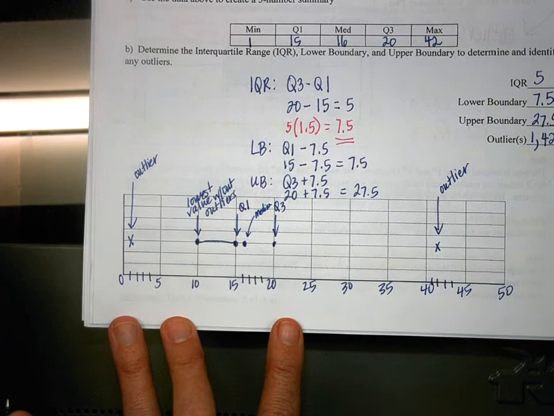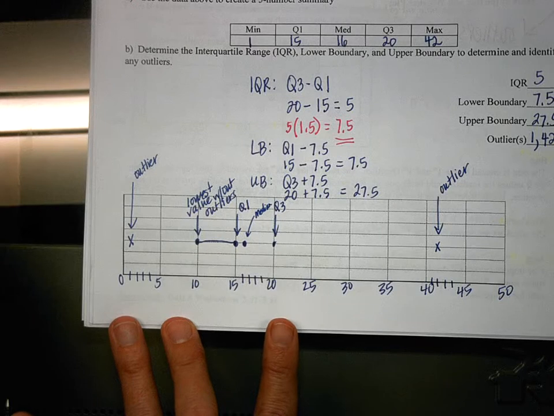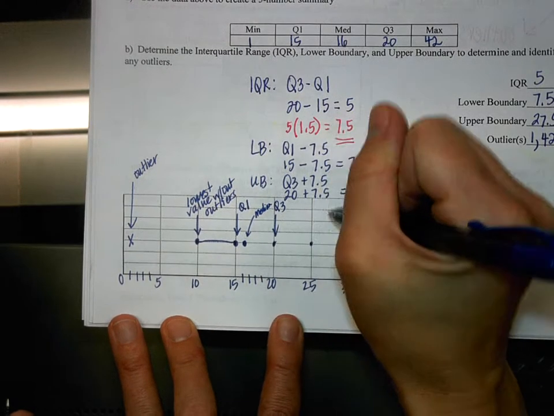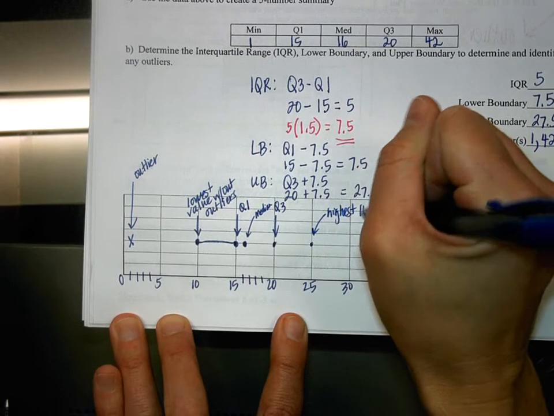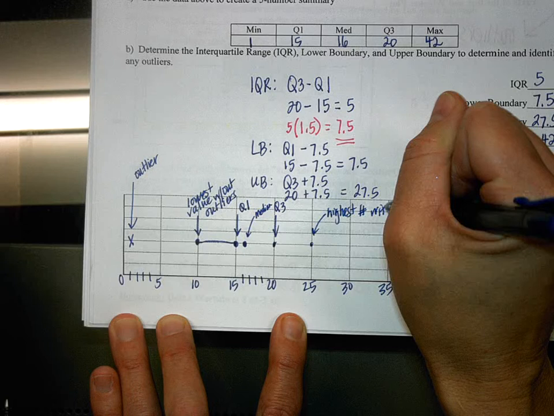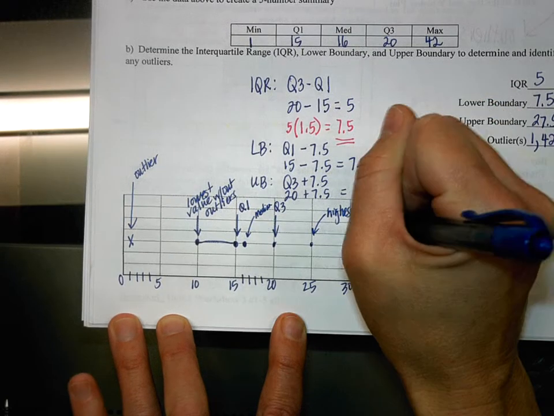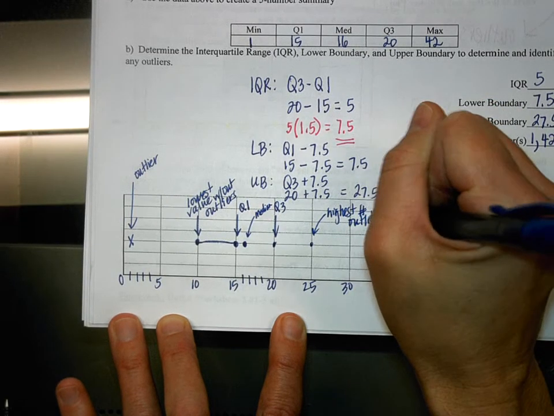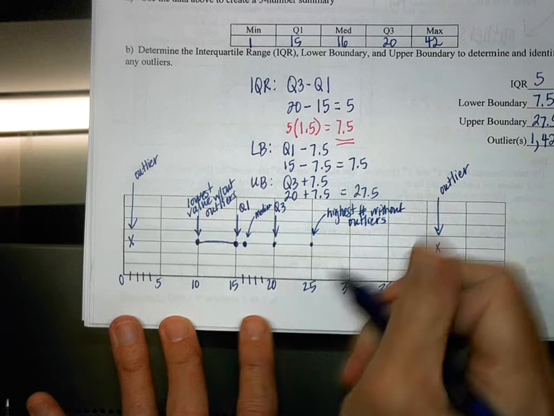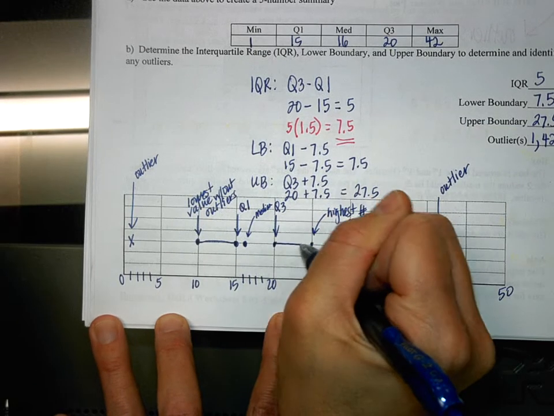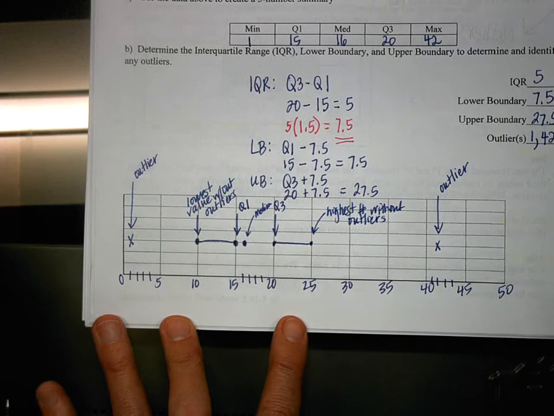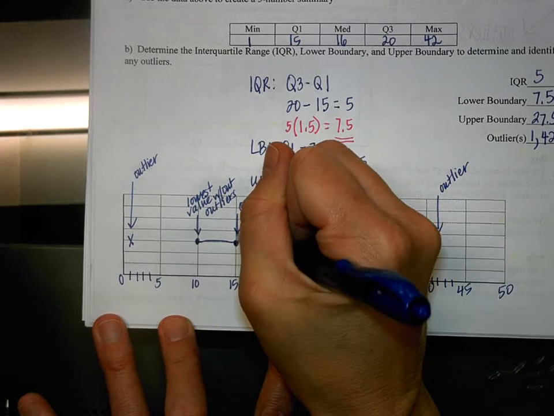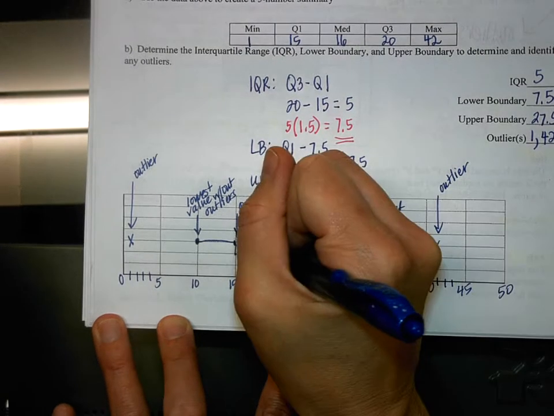And then we're going to mark our highest without the outlier, which is what? 25. So again, we'll do highest number without outliers. Okay, and you always connect Q3 and your highest number. Your box always goes around Q1 to Q3.